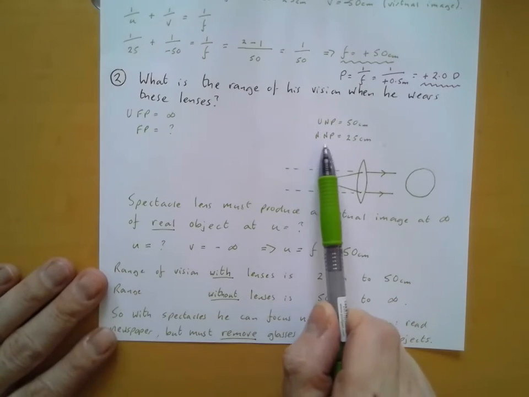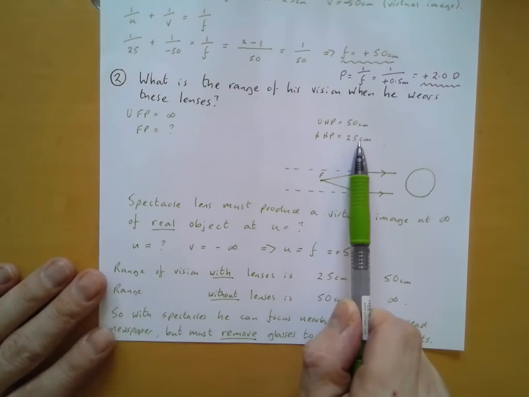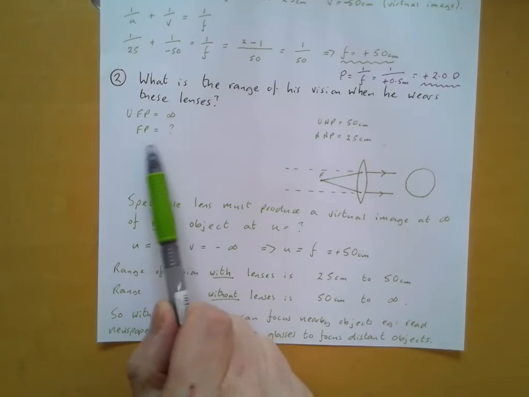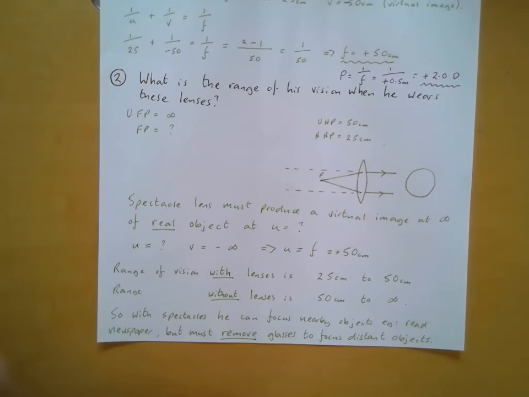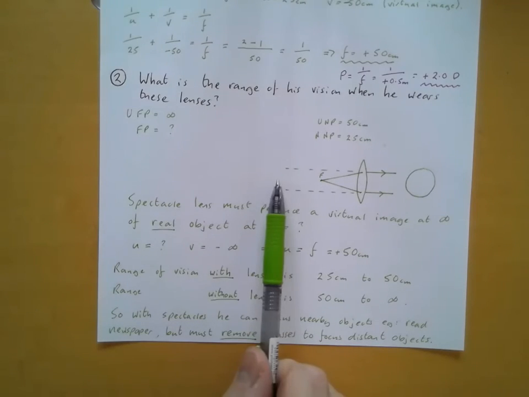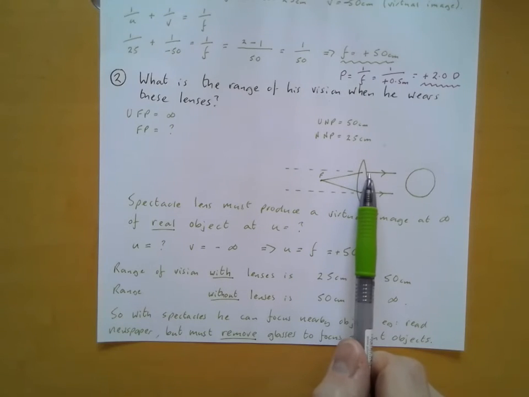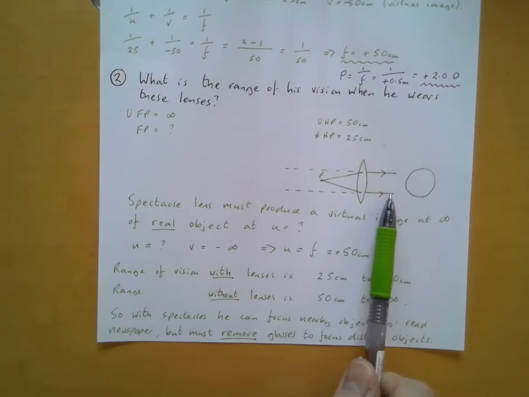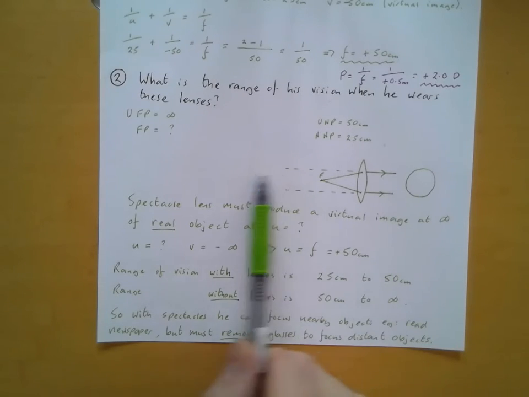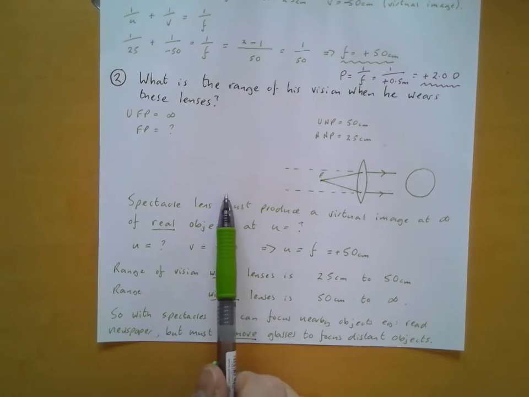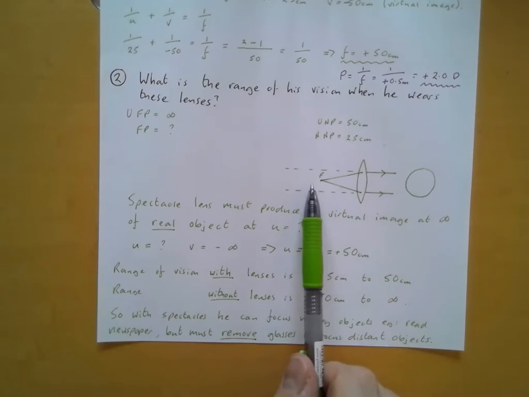With the lenses, we've worked out that his new near point is 25 centimeters, which is where we want it. We want to know where his new far point has gone to. And we say that this is a converging lens. For him to be able to focus a real object out here somewhere with his eye lens, the rays entering the lens must be parallel. In other words, there must be a virtual image produced by the spectacle lens at infinity.